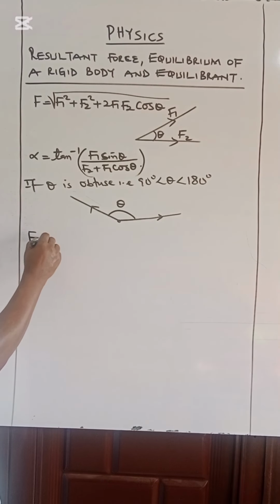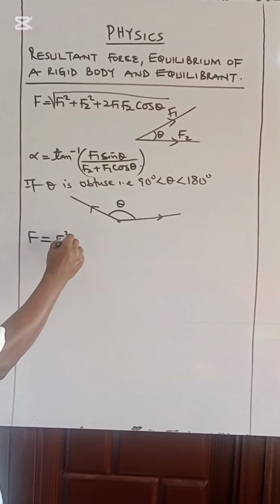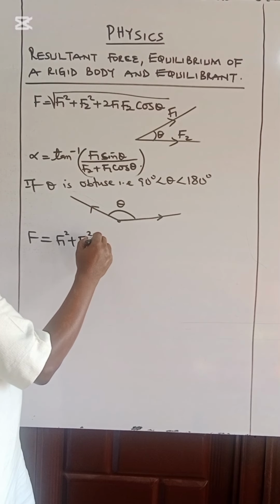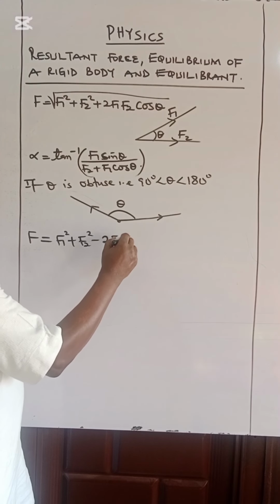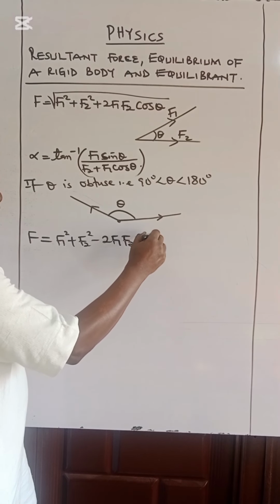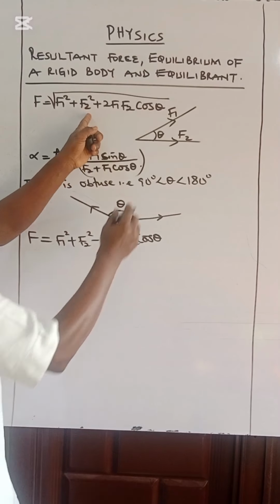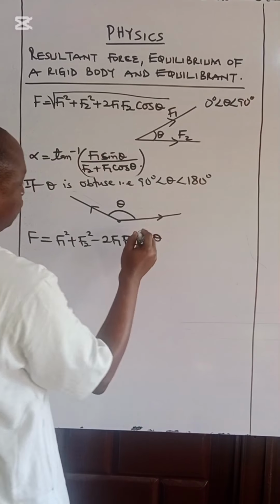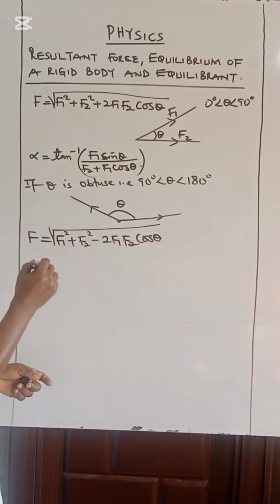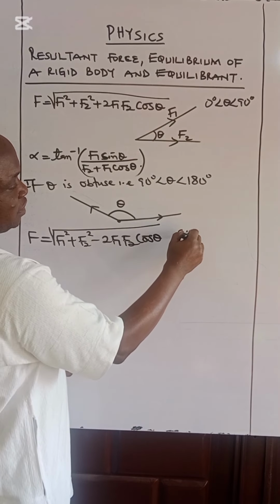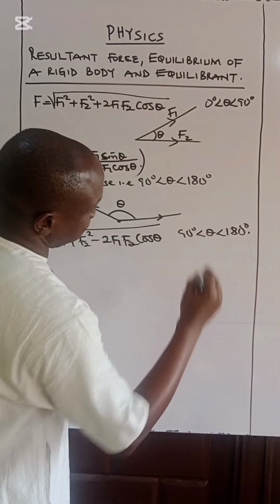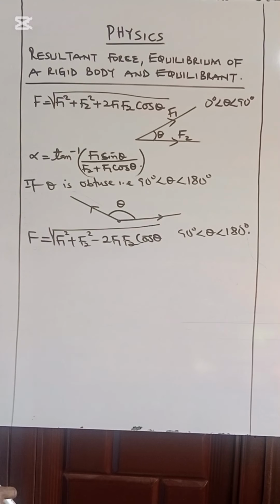The resultant is equal to the square root of F1 squared plus F2 squared minus 2F1F2 cos theta. Actually, the earlier one is true for 0 degrees less than theta, theta less than 90 degrees, while this formula is true for 90 degrees less than theta, theta less than 180 degrees. That's how to get the resultant.